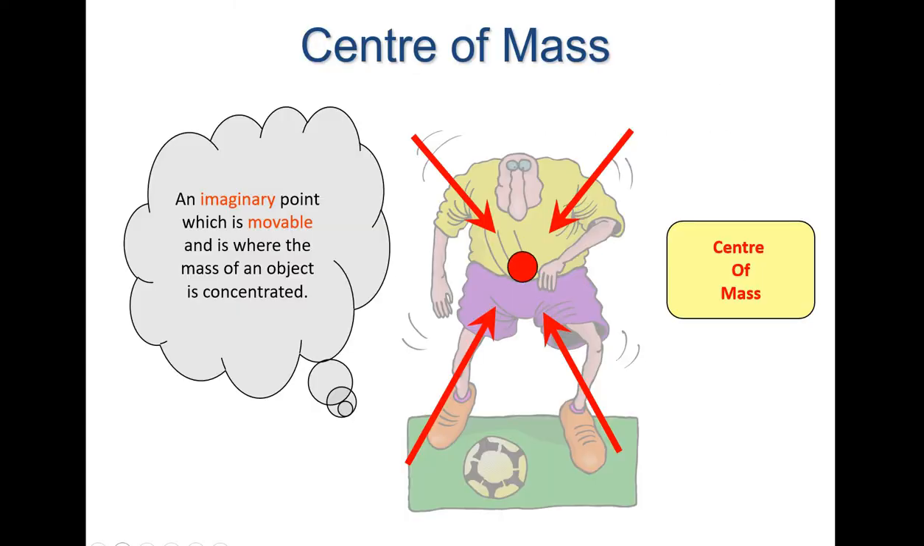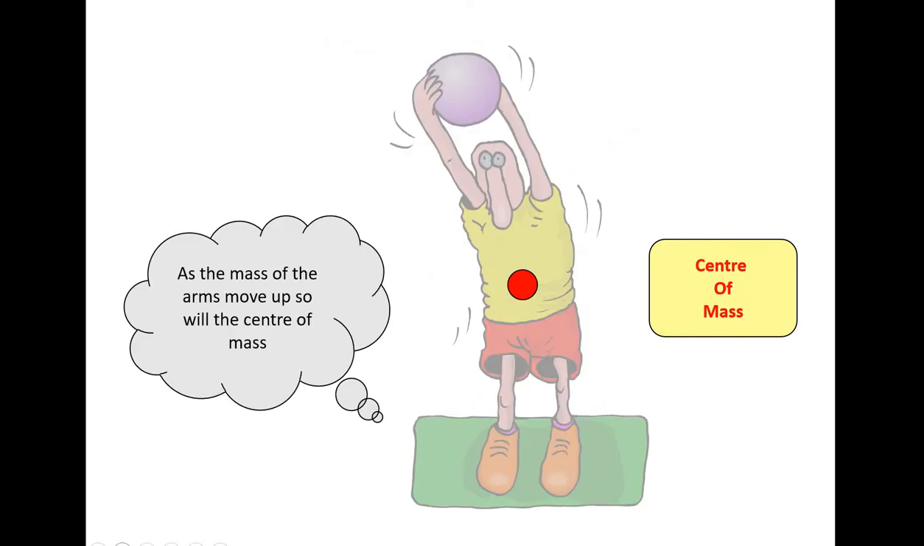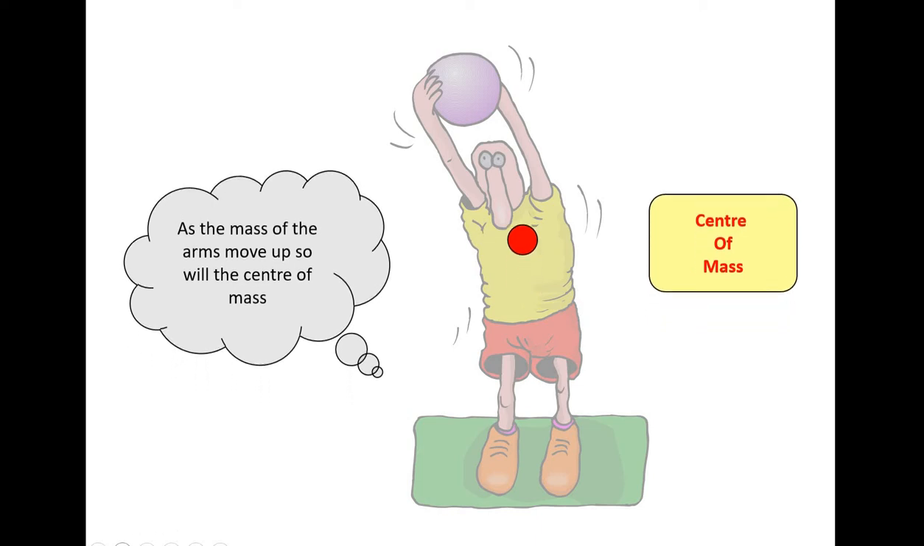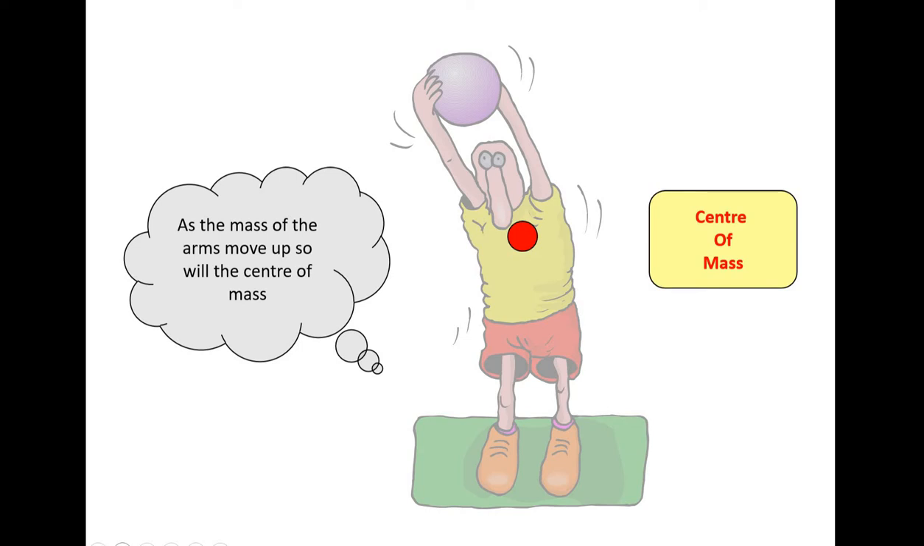So centre of mass, as we know, is an imaginary point. It is movable, and it's where the mass of an object is mainly concentrated. You can see here, the centre of mass is right in the middle of that person's body. Now, as the mass of the arms moves up, the centre of mass will move position as well. It will move upwards because the arms have gone upwards, so the concentration of mass has to move upwards as well.